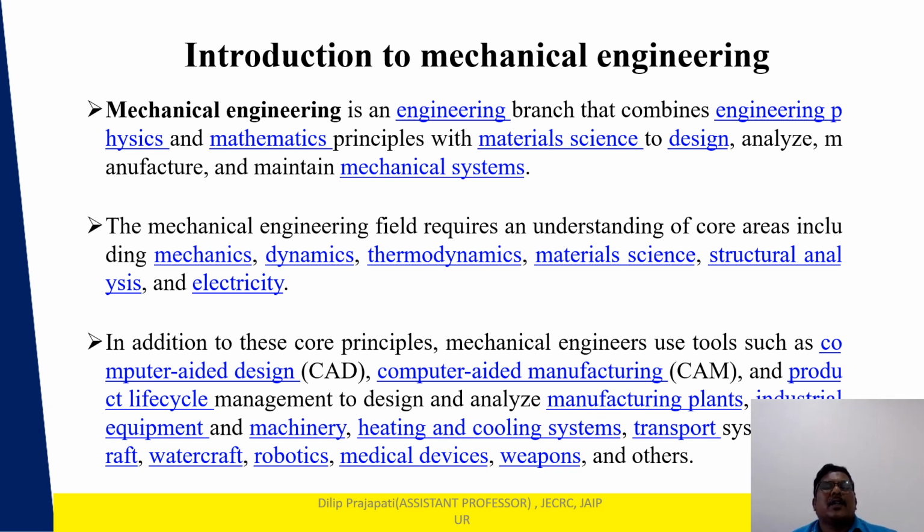What is mechanical engineering? Mechanical engineering is an engineering branch that combines engineering physics, mathematics, and the principles of material science to design, analyze, manufacture, and maintain mechanical systems.